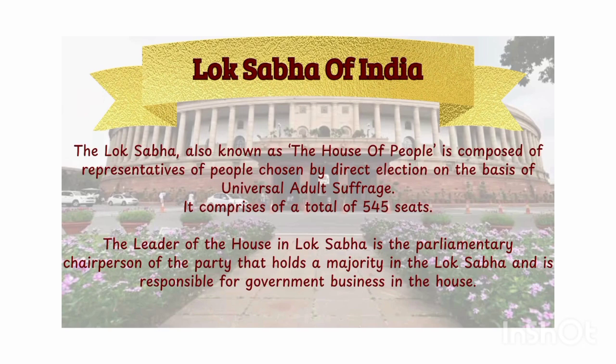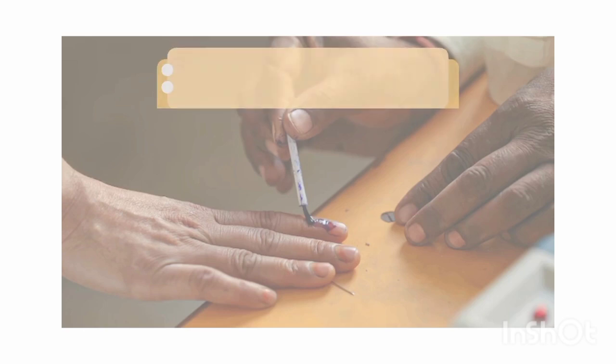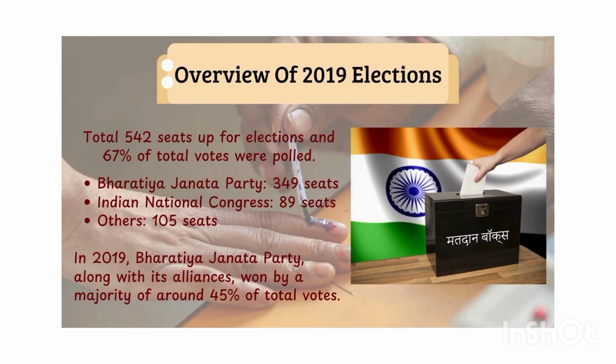The highlights of election 2019. In the Lok Sabha elections 2019, the total number of constituencies where elections were contested is 542. Out of 91.2 crore votes, 61% of votes were polled. Bharatiya Janata Party won 349 seats, while Indian National Congress won 89 seats in the Lok Sabha. The remaining seats were led by independent parties. Bharatiya Janata Party, along with its alliances, won a majority of around 45% of the total votes.